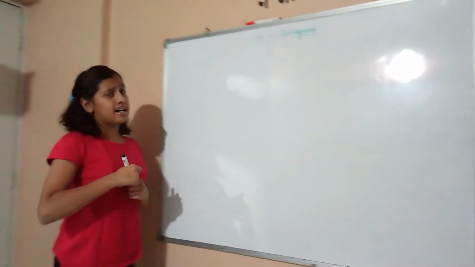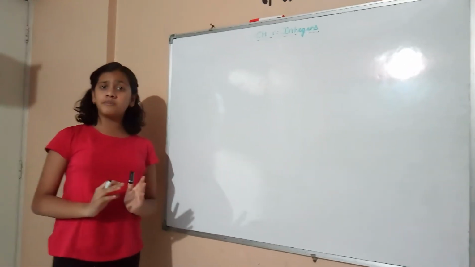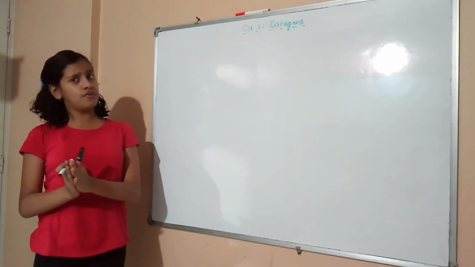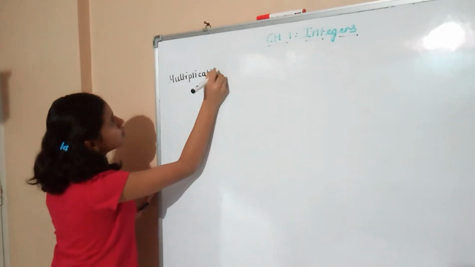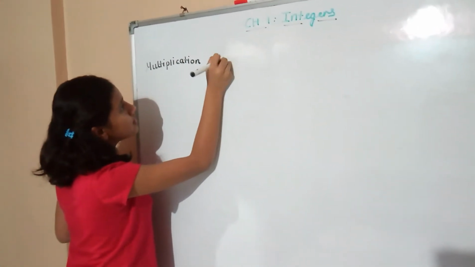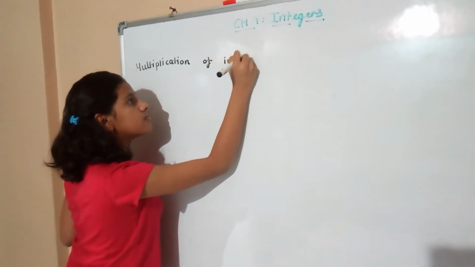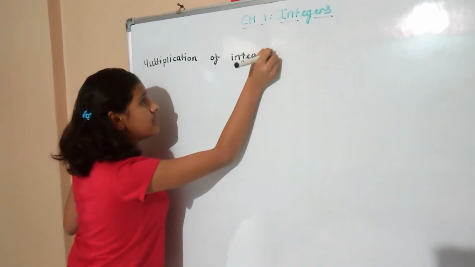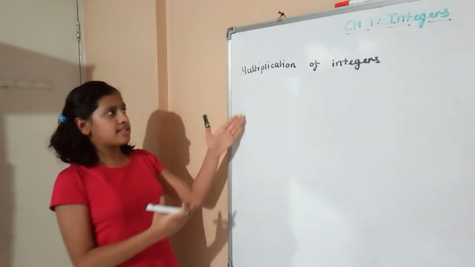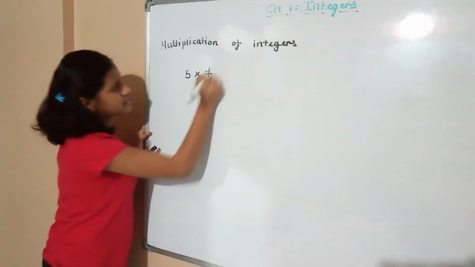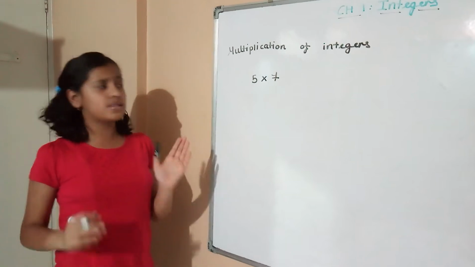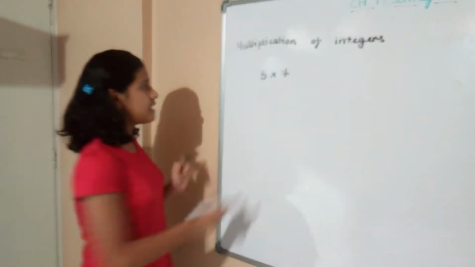Before we start with the properties of integers based on multiplication, we will first understand multiplication of integers. I'll be taking a very simple example to understand multiplication of integers. Let's say 5 into 7. When you do 5 into 7, it's very easy. You'll just multiply both these numbers and you'll get the answer 35.